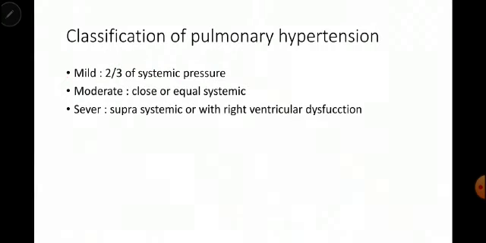So the classification is to compare the pulmonary hypertension to the systemic blood pressure. Mild is 2/3 of systemic, moderate is close or equal to systemic, but severe is suprasystemic or with right ventricular dysfunction and low contractility.